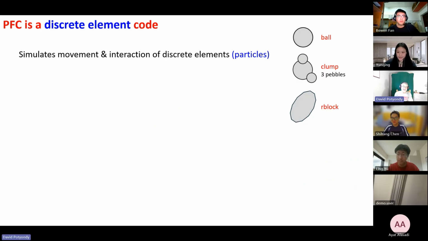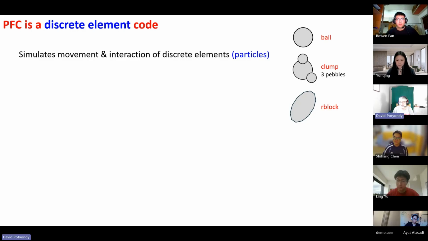What's PFC? In 5 bullet points. It has particles. They're rigid. They never deform. Rigid means their shape does not change. There's 3 types of particles: balls, which are either disks or spheres; clumps, which are collections of spheres or disks that do not move relative to each other. So it's like a clump of things. And rigid blocks, which are general polyhedra.